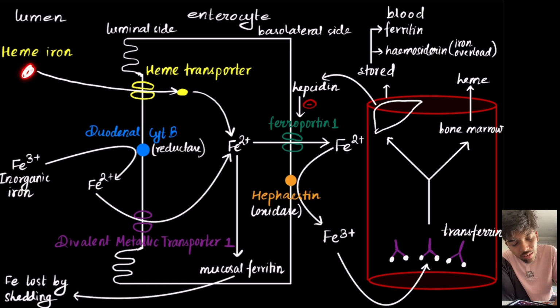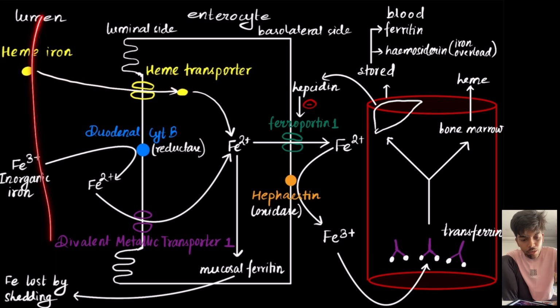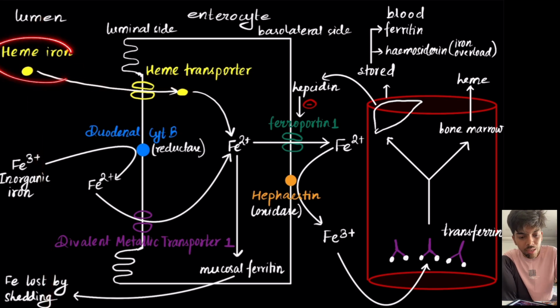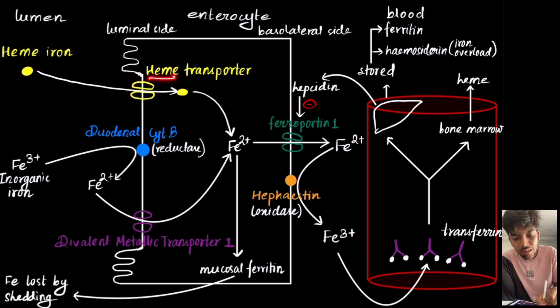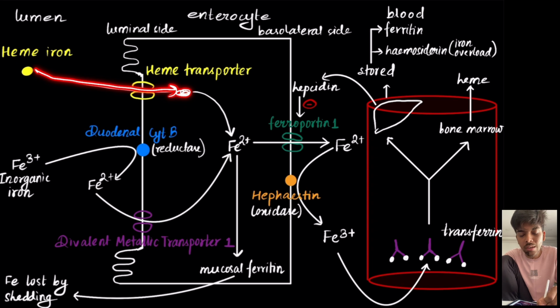Heme iron, shown in yellow, does not go through any extra step. It is directly absorbed into the enterocyte with the help of a transporter. Since this transporter is for heme iron, it is called the heme transporter. Simple. Here's the lumen, and in the lumen there's your heme iron. On the luminal side of the enterocyte, the heme transporter allows heme iron to enter the enterocyte directly without any extra step.